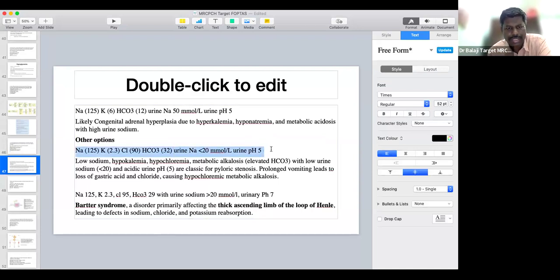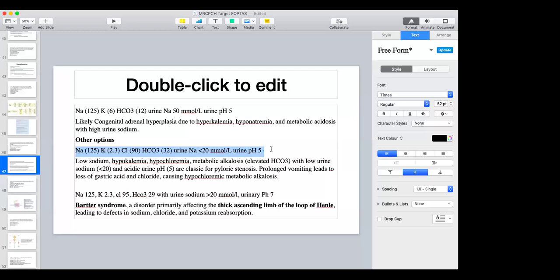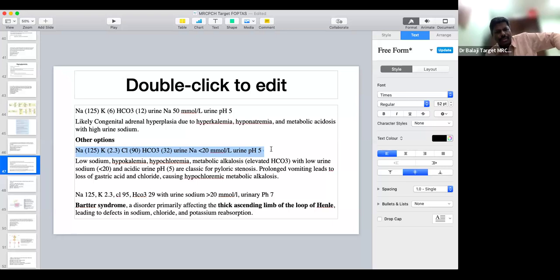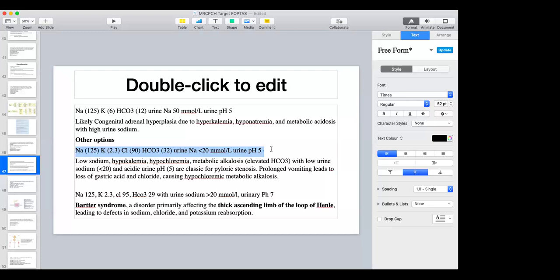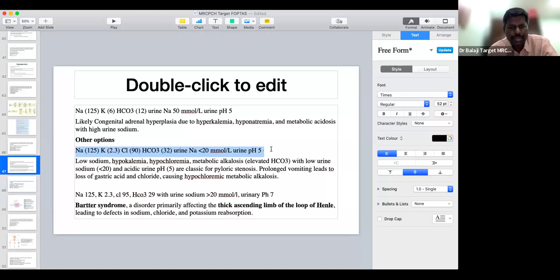Are you able to see the underlined line? Yes. Okay, so can you tell this? No. So here sodium is low, potassium is low, but bicarbonate is elevated, which means alkalosis has happened. Sir, this is pyloric stenosis. Pyloric stenosis. Okay. So how are you saying this is pyloric stenosis?